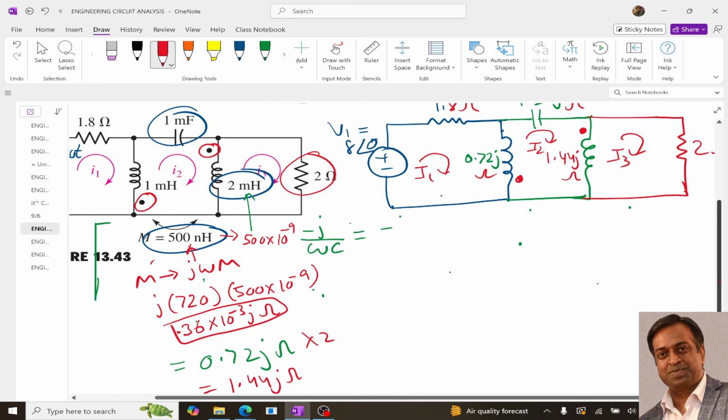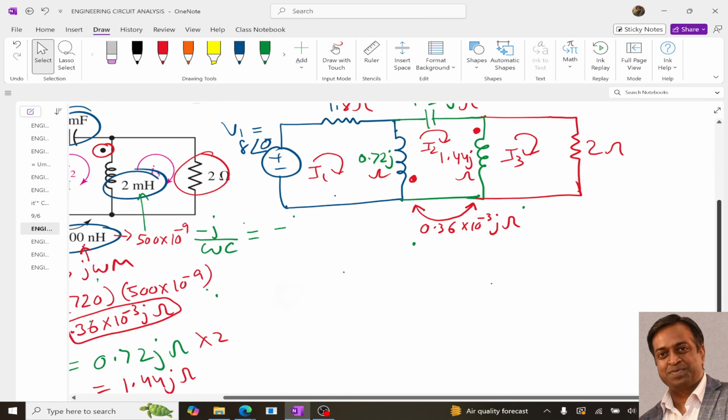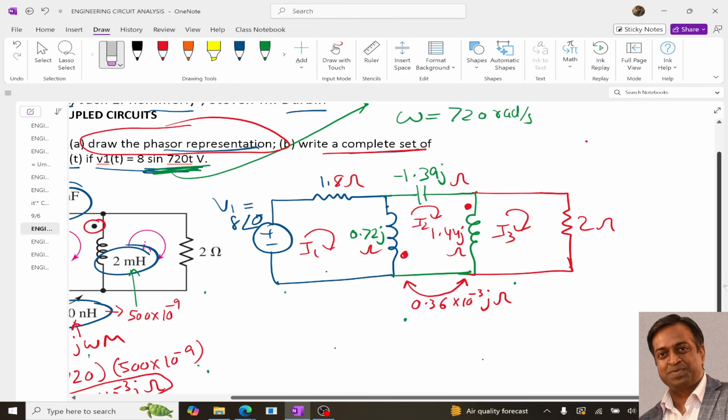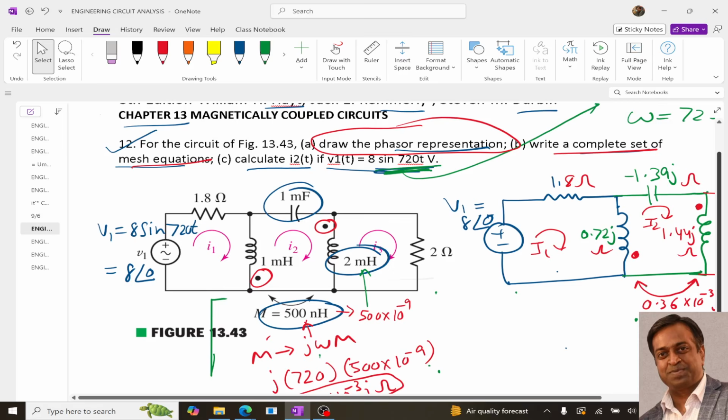So this mutual is 0.36 into 10 power minus 3 j. So now it is the complete circuit in phasor form, right? In phasor form. Now we need to write the mesh equations.